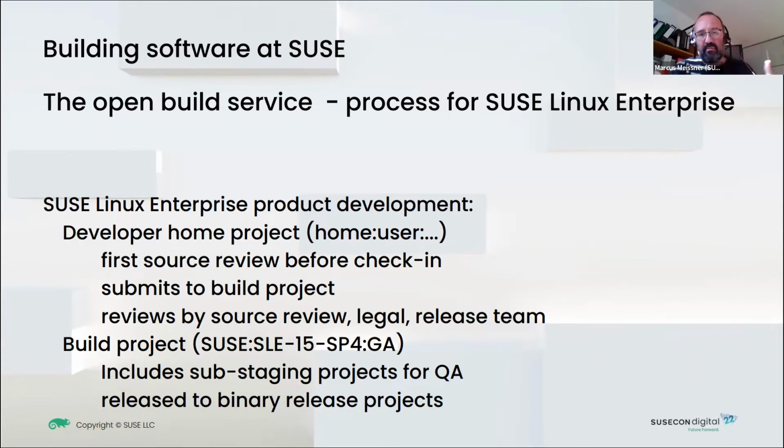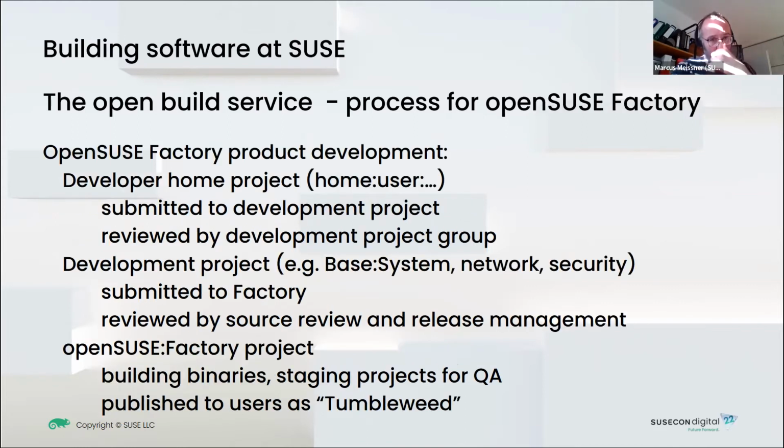The build project builds the sources. So what is submitted is not binaries, but sources. It rebuilds everything, includes sub-staging projects for QA to do the continuous integration parts. And in the end, these build projects can be frozen or release binaries into release projects to either create GA builds, containers, and so on.